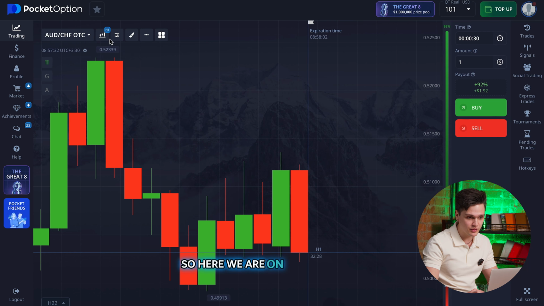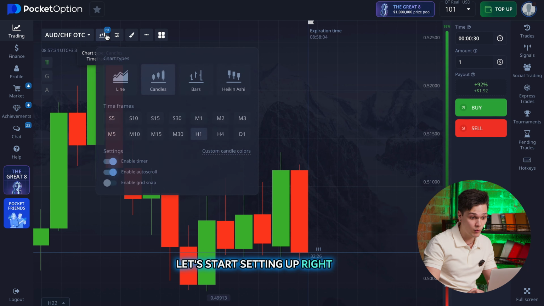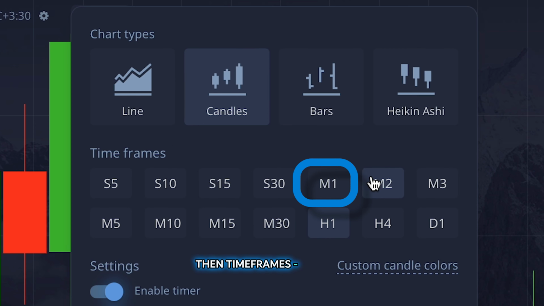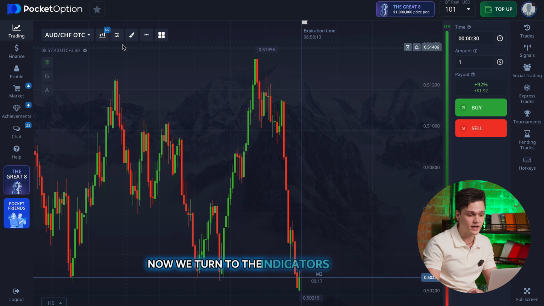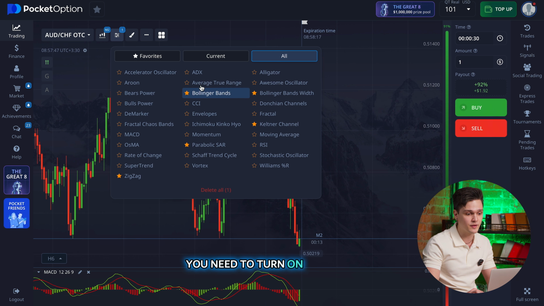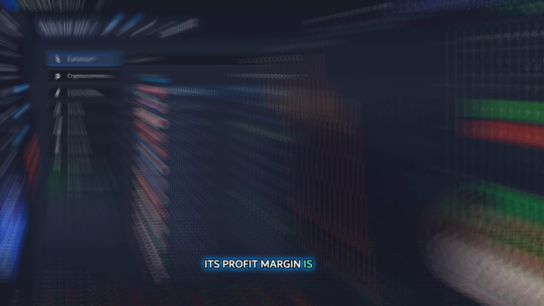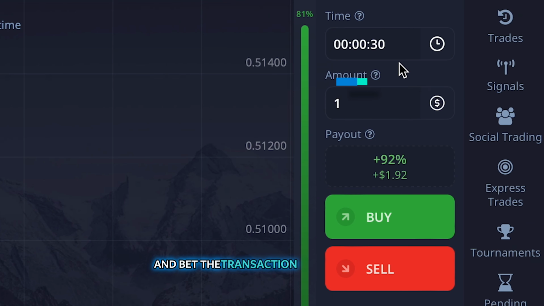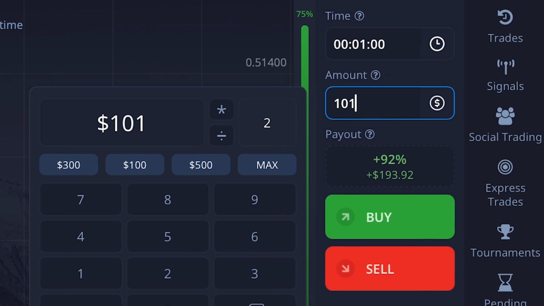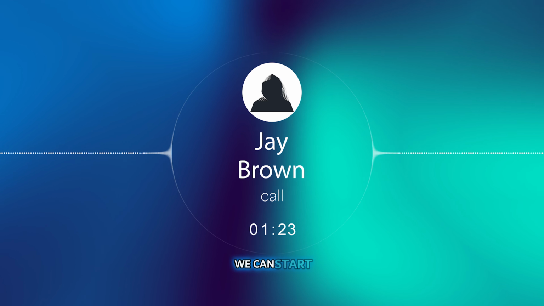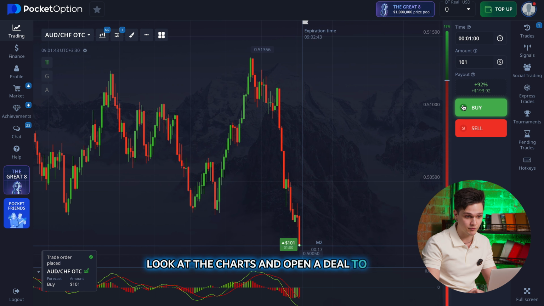So here we are on the platform. Let's start setting up right away. First, you need to put candles in the chart types, then time frames, 1 minute. Now we turn to the indicators themselves. You need to turn on the MACD. Keep the setting as standard. Today we will trade on the CHF pair. Its profit margin is 92%. And set the transaction amount at $101. The transaction time is 1 minute. Yep, so I have set everything up. We can start. Look at the charts and open a deal to raise.